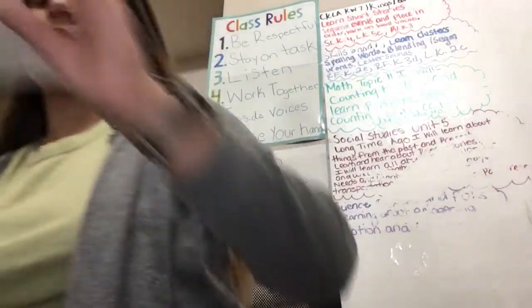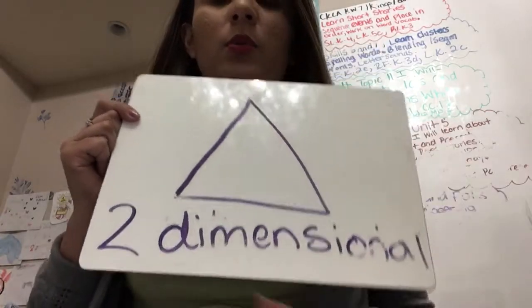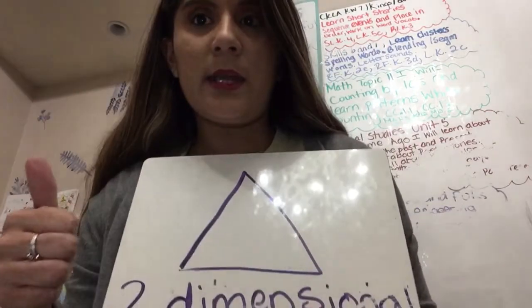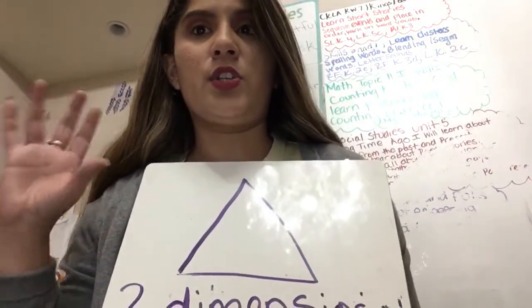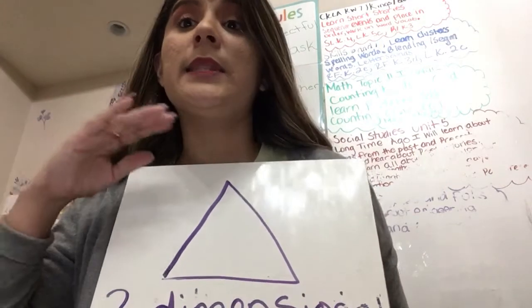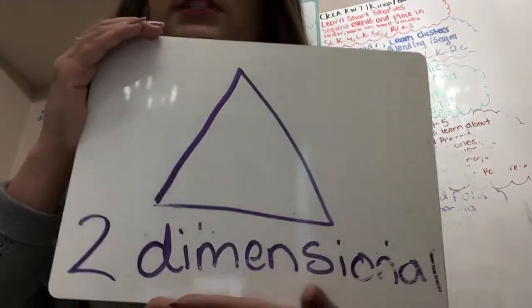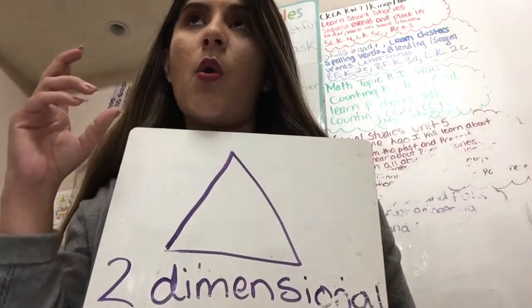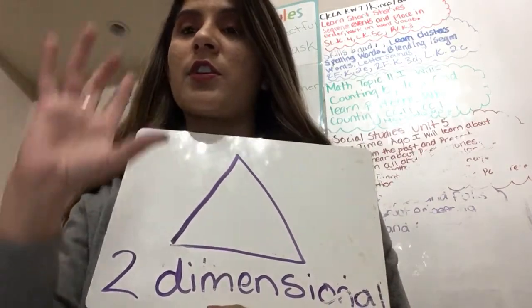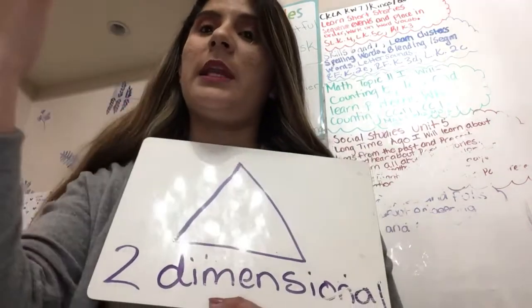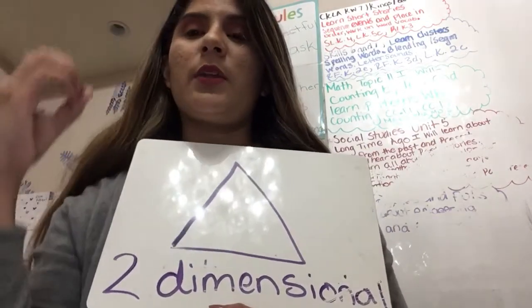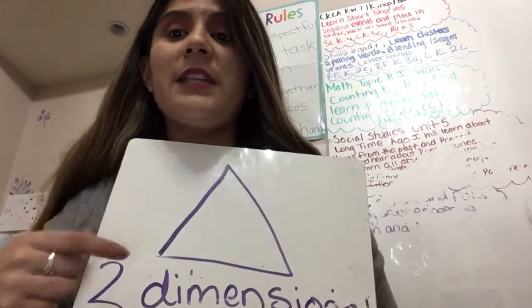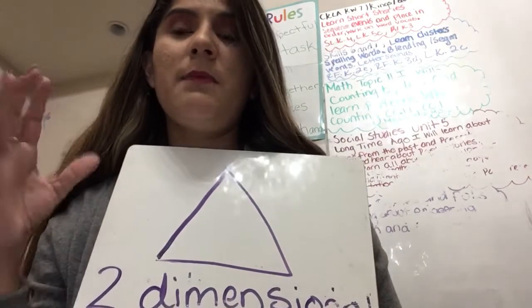So two-dimensional shapes, boys and girls, are shapes like a triangle, a rectangle, a circle. They're shapes that are flat, and I always tell the students, if the shape does not pop out at you, if you can't see the sides or the corners, then that's normally a two-dimensional shape. That's what I mean by you can't see its sides.